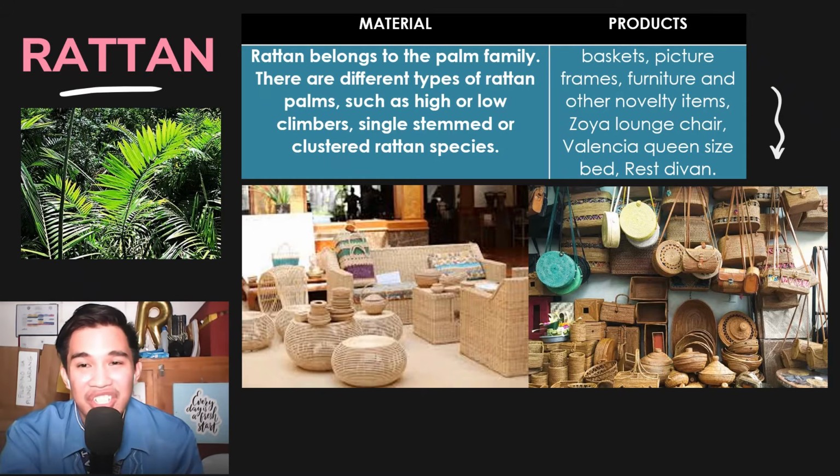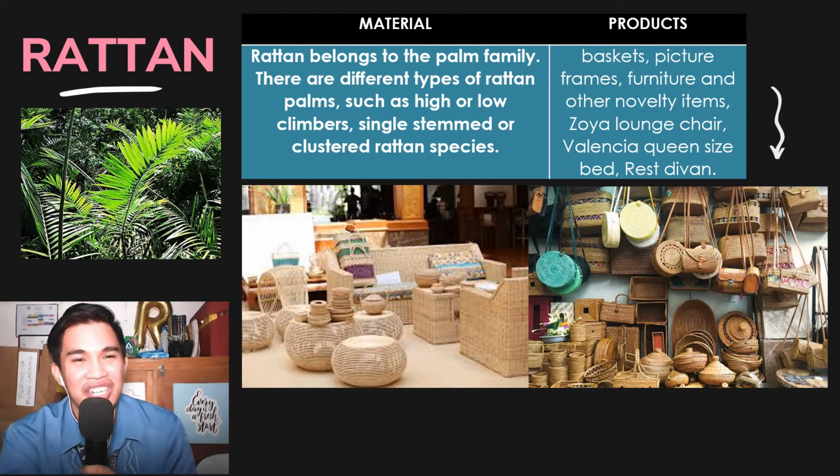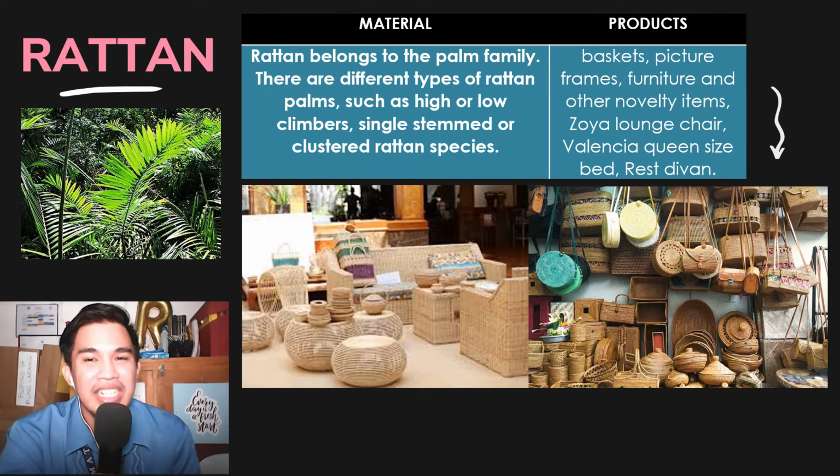So, pwede ding Valencia queen size bed. So, pwede din siya gawing bed and pwede din siyang rest divan. So, madami pang pwedeng gawin out of rattan. So, actually, rattan is very widely used when it comes to furnitures and other structures.